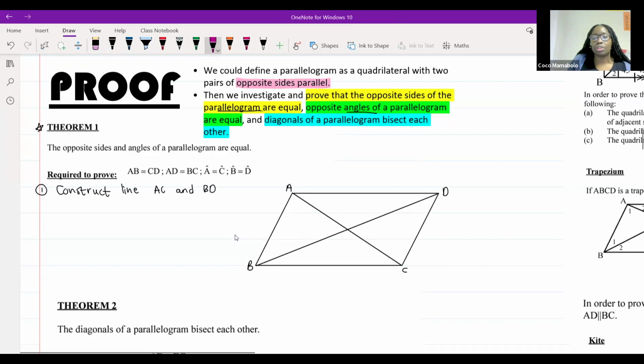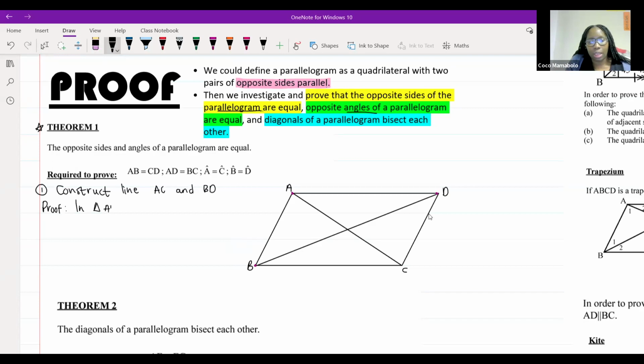So I'm going to choose triangle ABD. I think ABD would work. Triangle ABD and triangle C. Where did I start? I started at A and I went to B and I went to D. Sorry, proof. I forgot to say proof, guys. Proof.